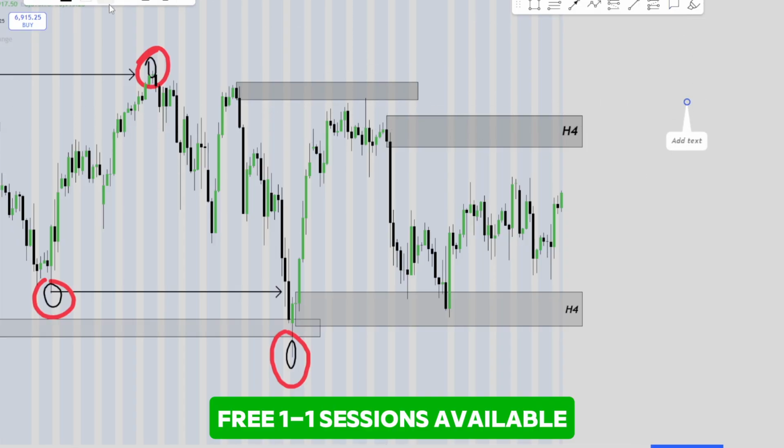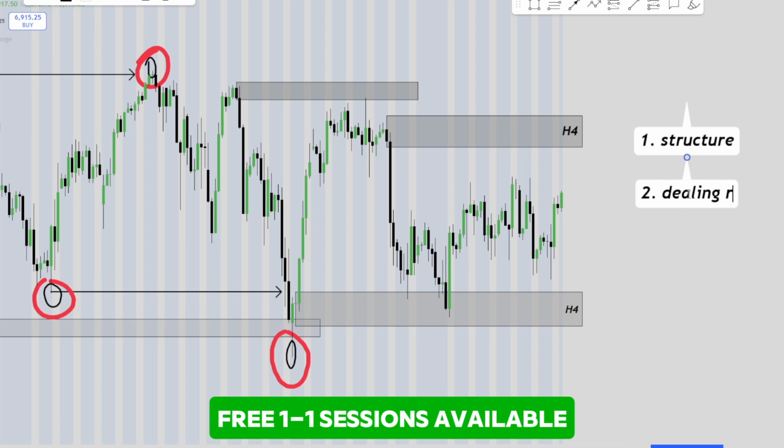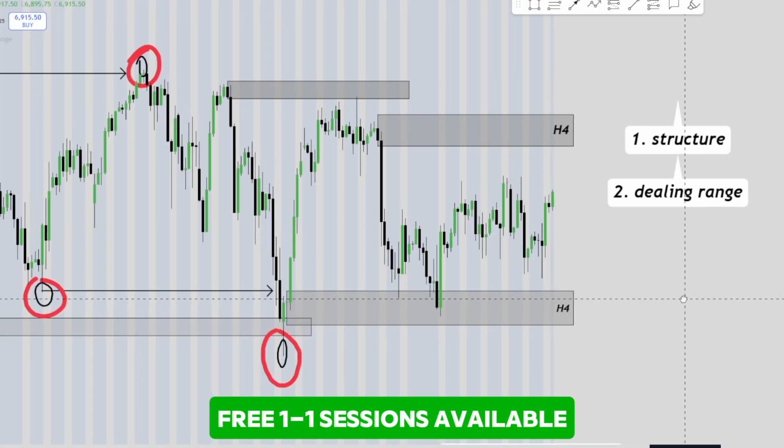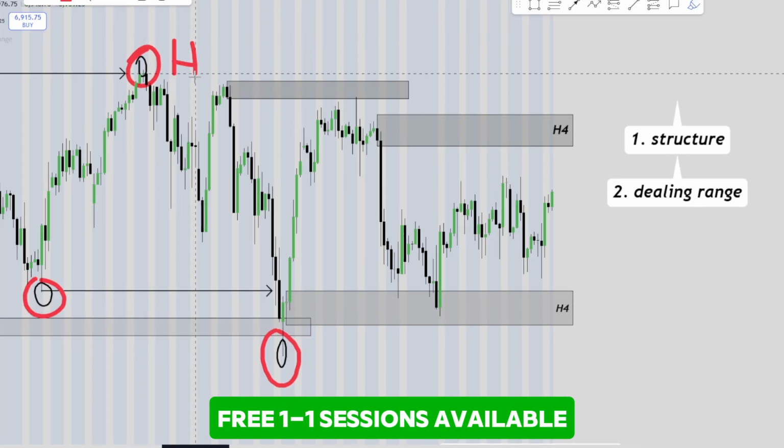So the first thing we're looking for is we want to see market structure. Market structure is basically the highs and lows, and the highs and lows are what sets the tone, especially for the higher time frame. After step 1, we want to identify our dealing range. I've had some questions recently in my own community about what the dealing range actually is. The dealing range simply comes down to the most recent high and the most recent low. So this is the most recent high and this is the most recent low.